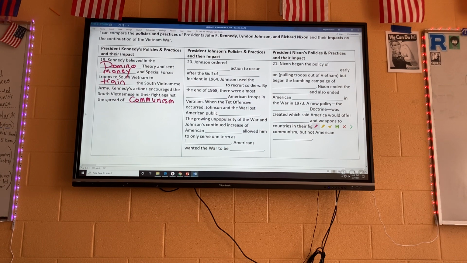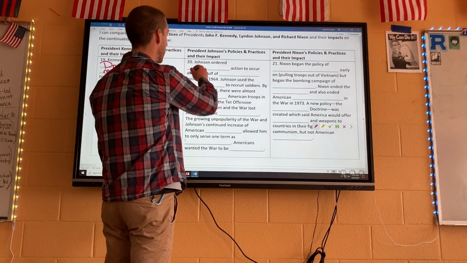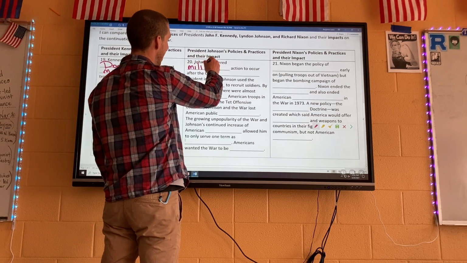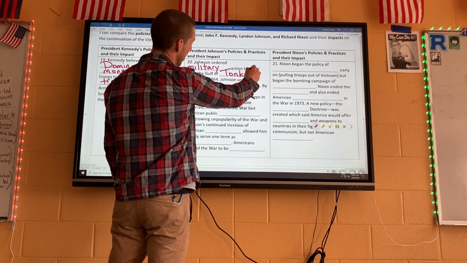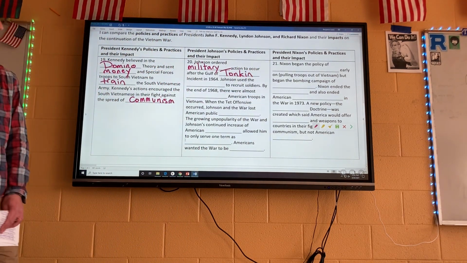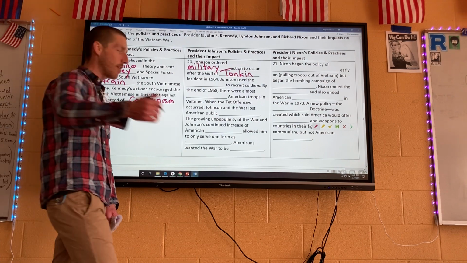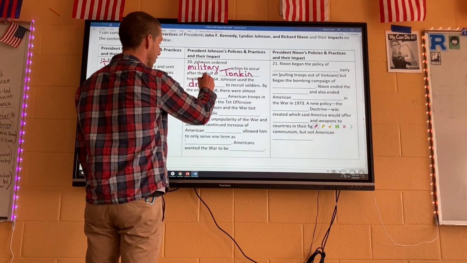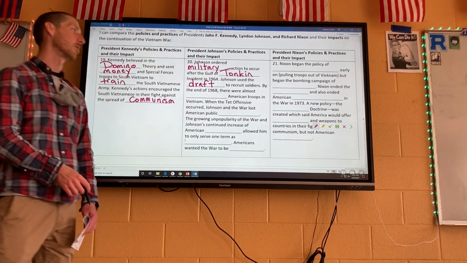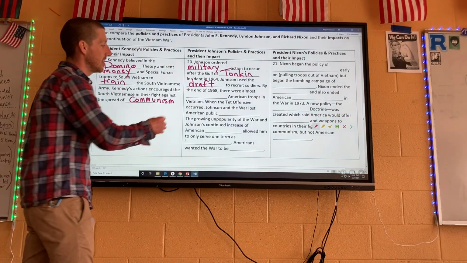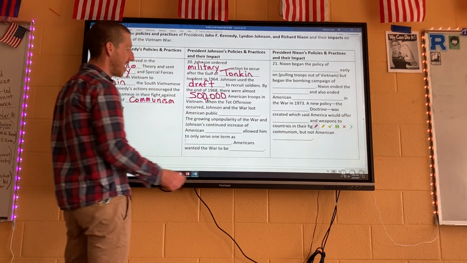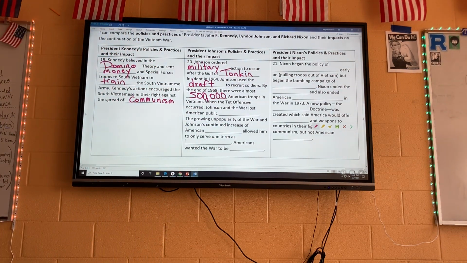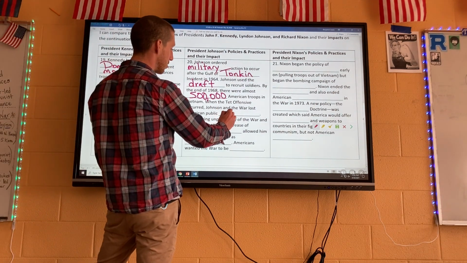So then Johnson takes over. Now Johnson is more aggressive as far as the Vietnam War goes. Johnson ordered military action to occur after the Gulf of Tonkin incident. Remember, the Gulf of Tonkin is where the Vietnamese boats targeted an American boat. And Johnson used the draft, and we're going to talk about the draft here in just a few minutes, to recruit soldiers. The draft is super unpopular. By the end of 1968, there were almost 500,000 American troops in Vietnam. That's a lot. When the Tet Offensive occurred, Johnson and the war lost American public support.